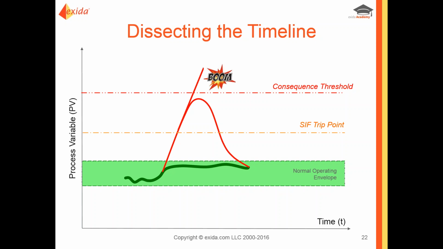If the SIF fails or we haven't designed it appropriately, then we may have a consequence. So when we did our definition, in this particular case we have a very linear process where we can look at a rate of change in our process variable and define the rate at which this event is propagating. And then we can define the process safety time by a simple calculation from the start point to the end point and determine the time based on that rate of change.